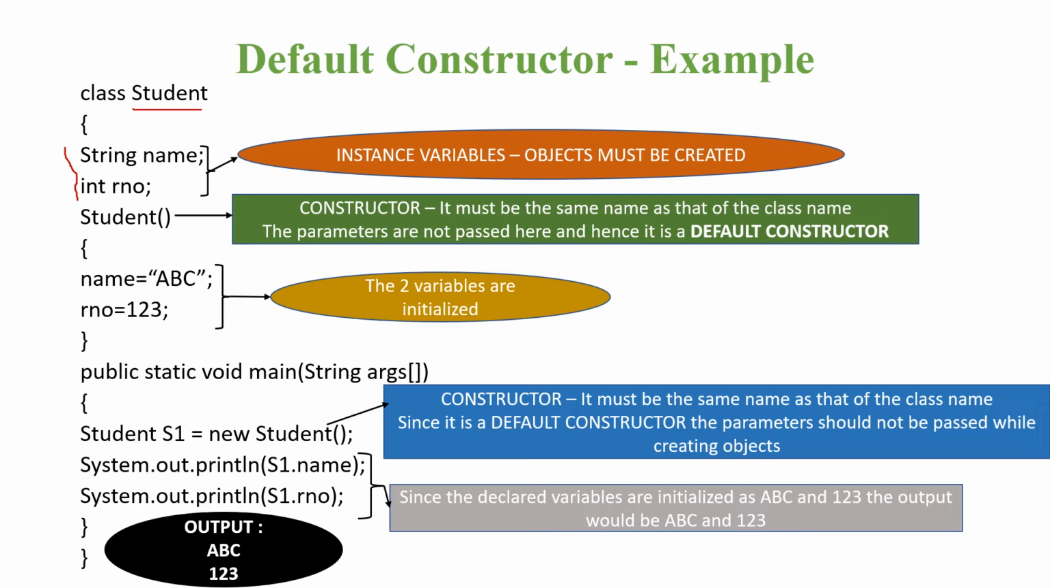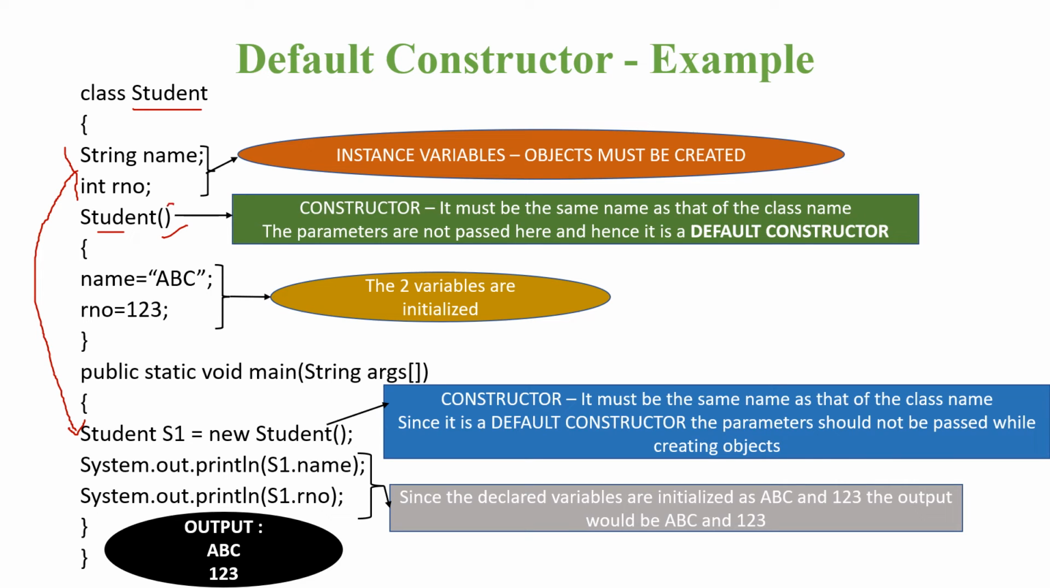Then for accessing these two variables, I have to create an object. Without creating this object, I can't access these two variables. Then I have a constructor. How did I identify this as a constructor? I identified it because the class name and the constructor name should be the same. That is one point. The second point is it should not have any data type. If it has a data type, then it is called a method.